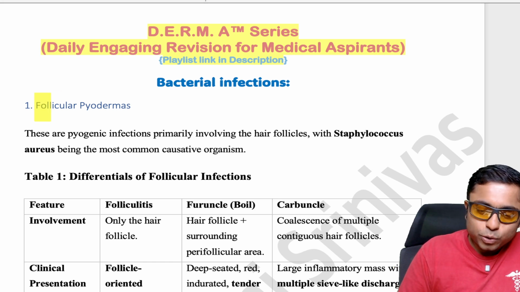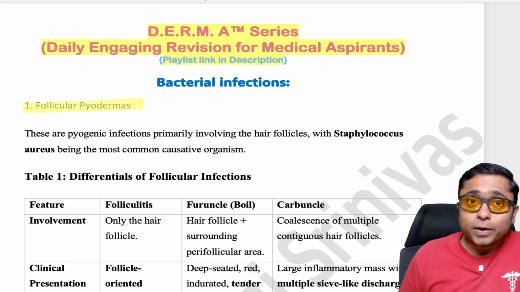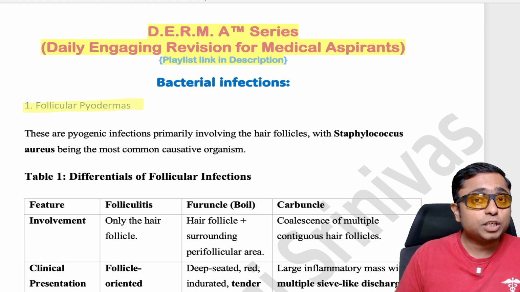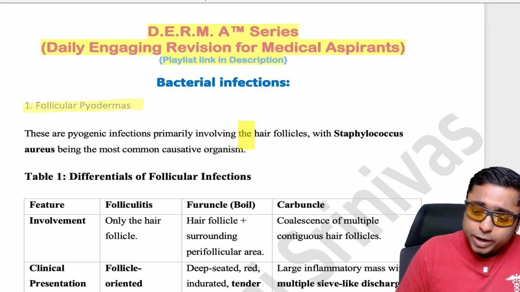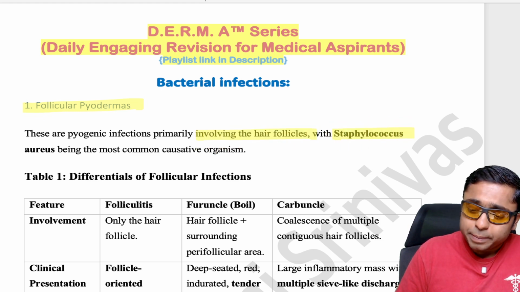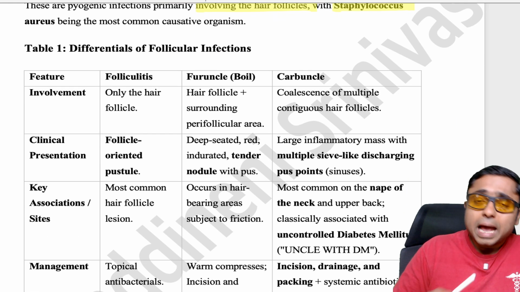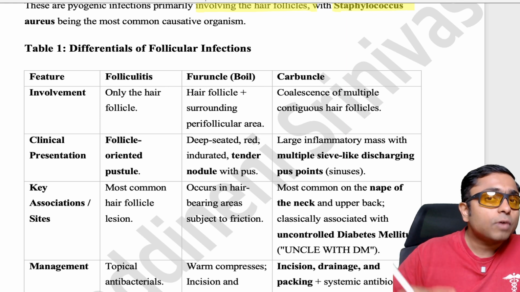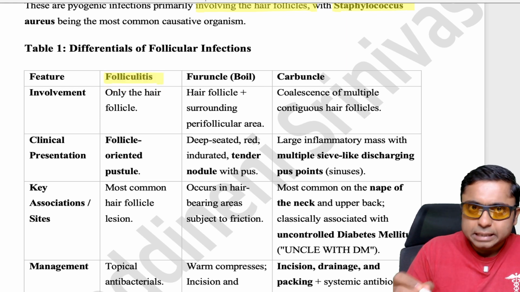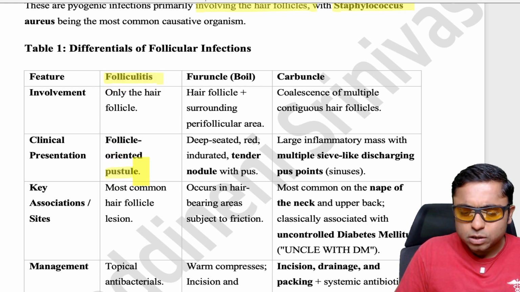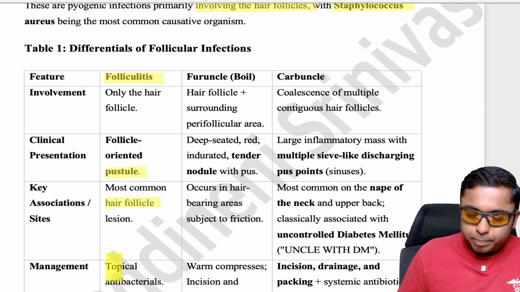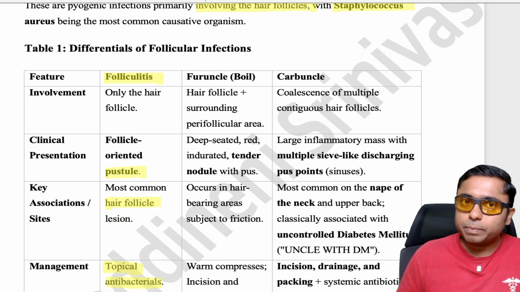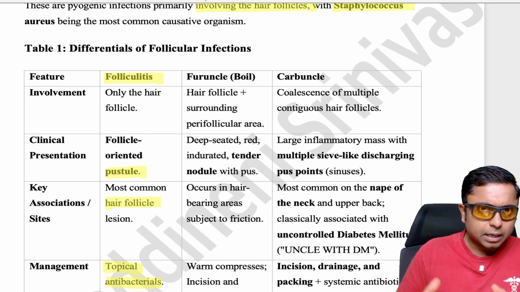So first we are going to cover the follicular pyodermas. Pyodermas are the infections of the skin having pus. Follicular pyodermas are those infections which involve the hair follicles, commonly because of Staphylococcus aureus. And what are the three types? Folliculitis, furuncle and carbuncle. Folliculitis involves the hair follicle where there is going to be a pustule. Most common hair follicle lesion. Treatment: topical antibacterials will be sufficient because it's a very localized infection.